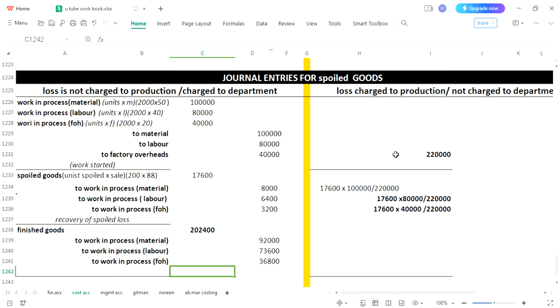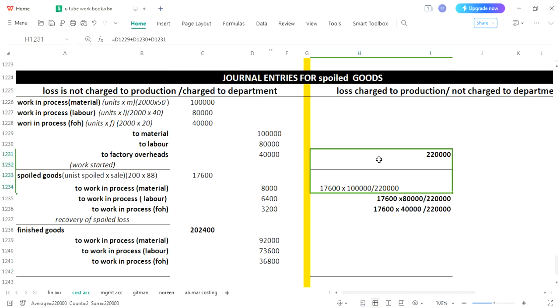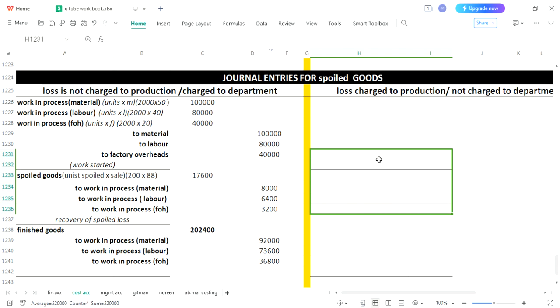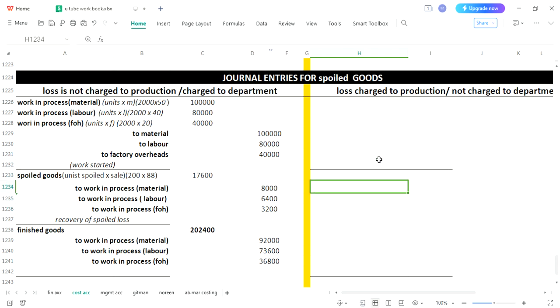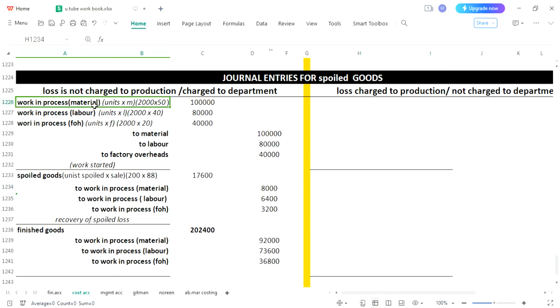I'm requesting you to please take a screenshot of this, because I'm going to delete it, after which it would be vanished, disappear from here. Left side is completed. We will now be completing our right side, and what you will do on right side, your heading would be changed. Instead of "not charged to the production," the new heading is "charged to the production," for which this is very easy for me.